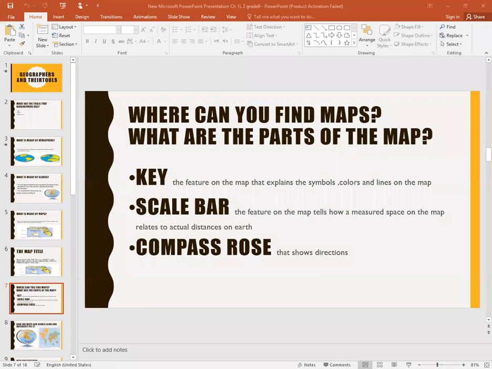This is for the key. The second one is the scale bar. The scale bar is also a feature.